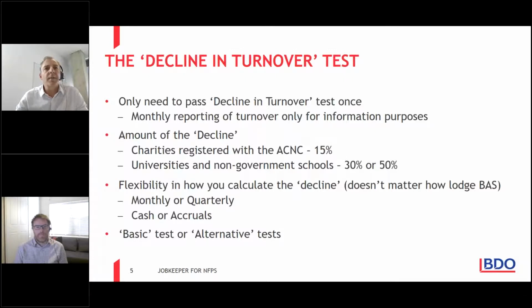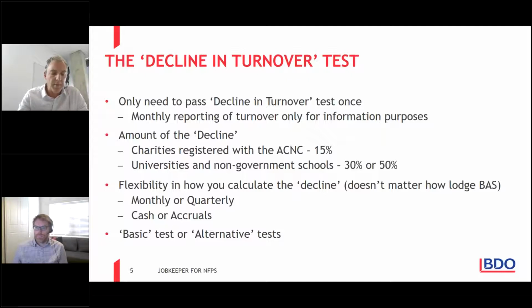There's a lot of things that are really important. One thing here that's really important is you only need to pass this decline in turnover test once. So let's just say in April, you pass that test and then things start picking up. And let's just really hope that things do start picking up. There is this requirement to report on a monthly basis your turnover. But if your turnover starts picking up, that doesn't matter. You still qualify for JobKeeper through until the end of September. The monthly reporting requirement is purely for information purposes, and it's purely for the government to see how the economy is recovering. So it's important. You only have to pass this test once.